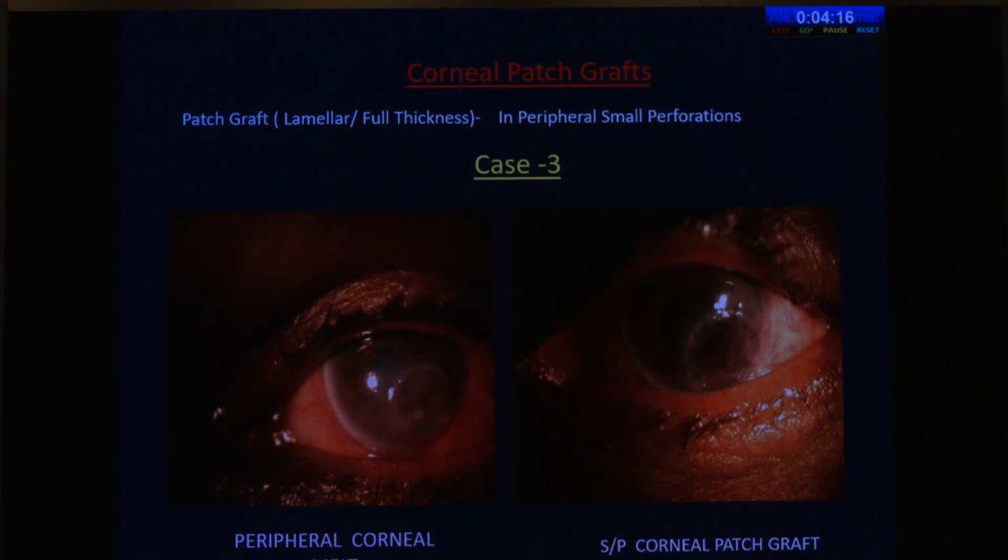Coming on to the patch grafts, in peripheral or paracentral small perforations, we can use a lamellar or full thickness corneal patch graft.